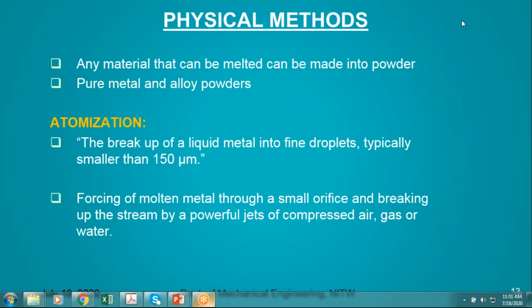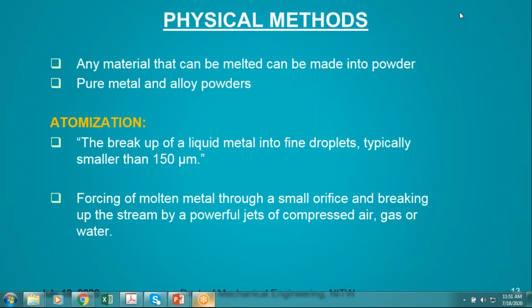Whatever we are using for this SLM process or the DED process, the powder particle should be less than 150 micron. Generally for SLM we are using around 5 to 45 microns of powder particle. And for the DED process we can go from 45 to 90 or 45 to 120, based on the machine which we are using. Based on that we can choose the suitable powder size distributions.